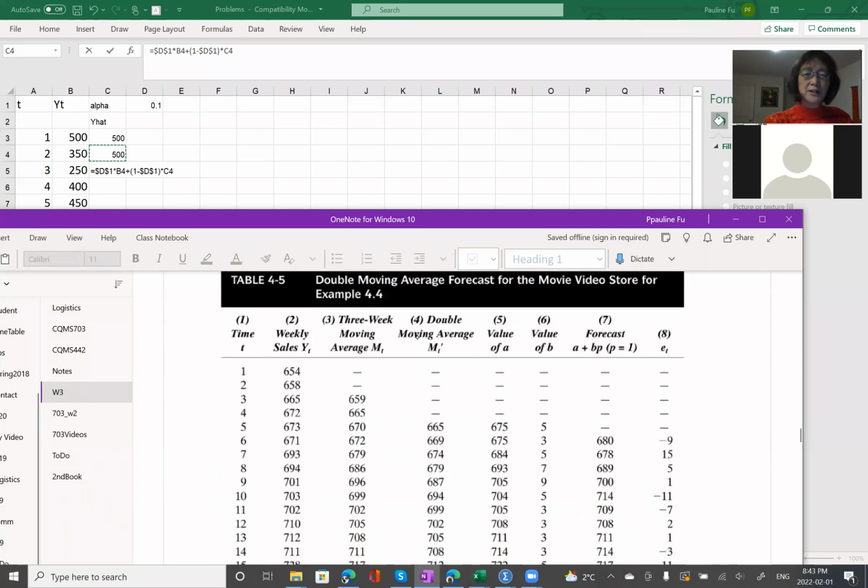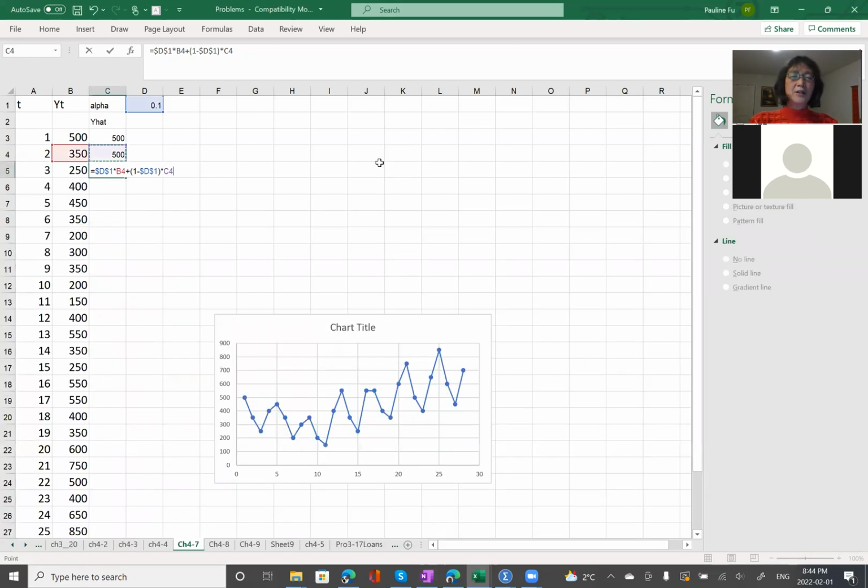It is from here. 3-week moving average. So K equal to 3. If it is 4-week moving average, K equal to 4. And if it is a 5-week moving average, K equal to 5. Okay. All right, so that is the question. Any other questions?